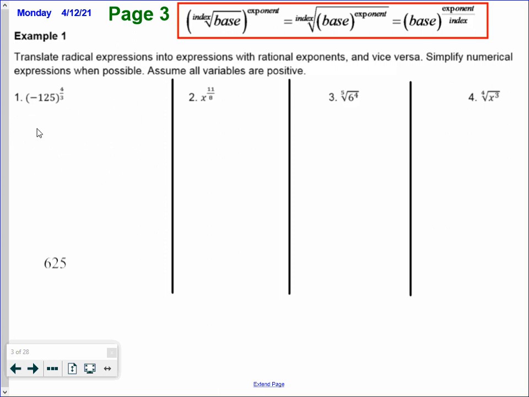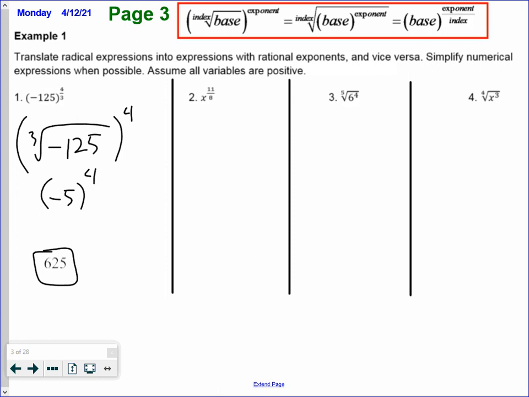Another way we could write this to make it easier is as the cube root of negative 125, all raised to the fourth power. It's the exact same thing, but we put the power on the outside of the radical. Here it's a little easier to solve. The cube root of negative 125 is negative 5, because negative 5 to the third power gives you negative 125. And we want all that raised to the fourth power. Negative 5 raised to the fourth power is just a positive 625.